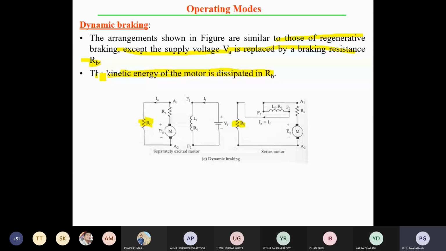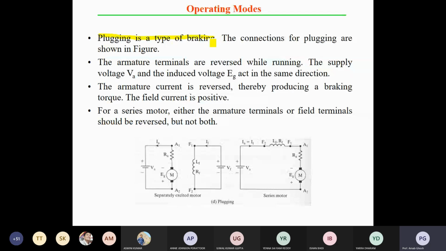So the plugging operation is also there. Plugging is a type of braking. In this type of braking, the connections for plugging are shown in the figure. The armature terminals are reversed while running. The supply voltage VA and the induced voltage EG act in the same direction. So plugging is again one type of reverse braking, reverse motoring, so it is the braking condition. The armature current is reversed, thereby producing the braking torque, and the field current is positive.